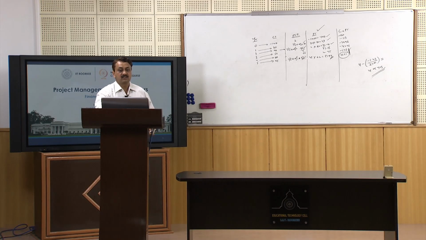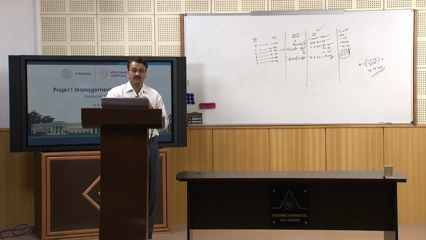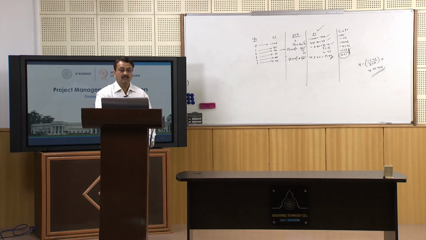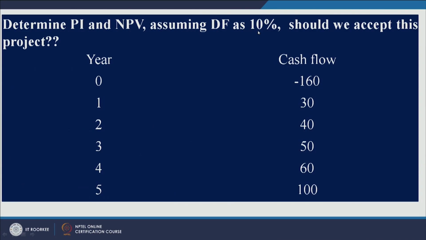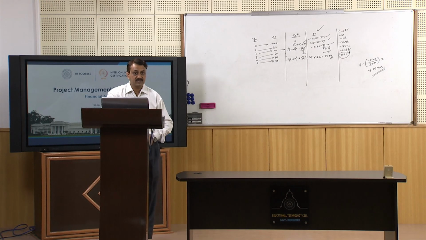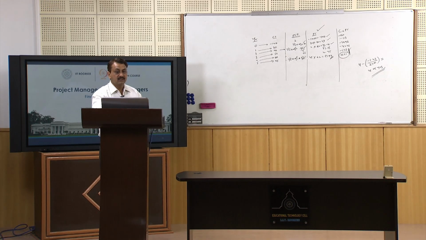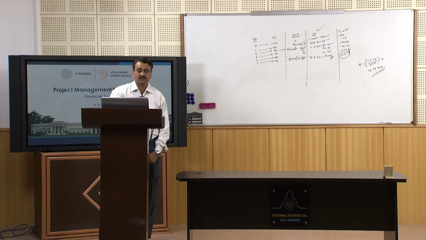So, let us try to solve this question. Find out the profitability index and net present value assuming a discounting factor of 10%, and you also need to tell me, should we accept this project? Is it a good project on the basis of these two criteria, NPV and PI? So, let us solve this question.